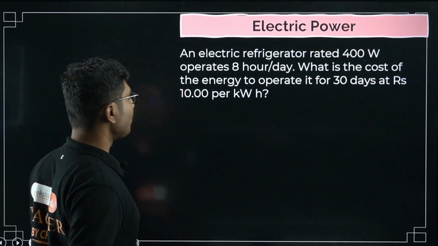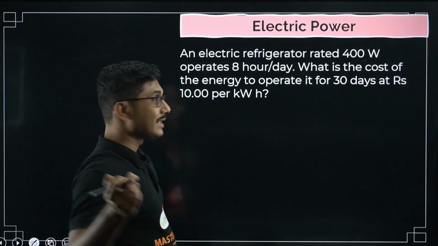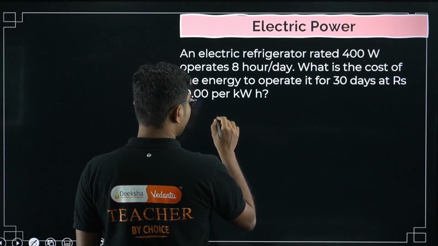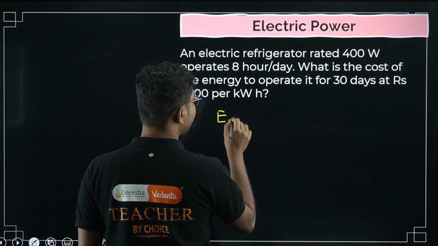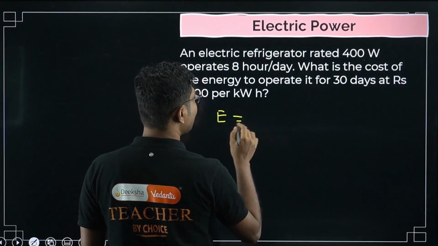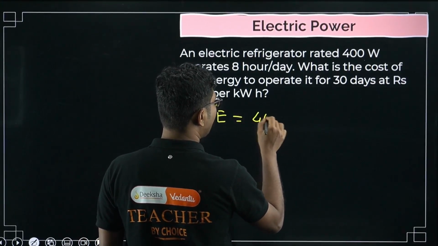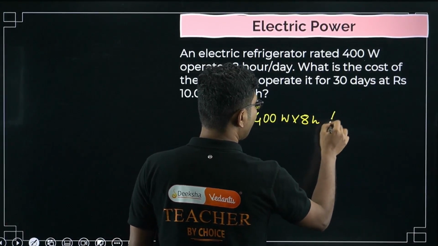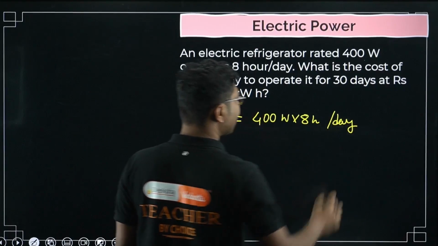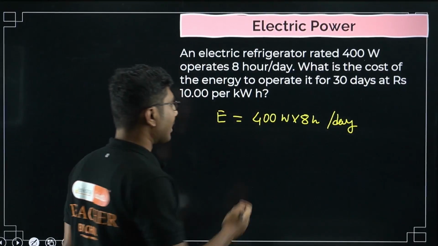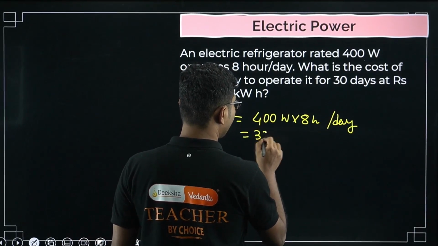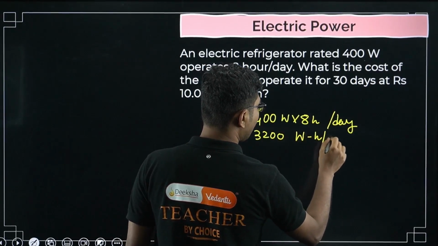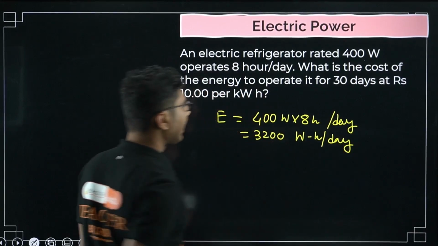So first of all, you have to calculate the total energy consumed. Energy consumed per day is 400 watt times 8 hours per day. This is the energy consumed in 1 day. What is that? 3200 watt hour per day, right?